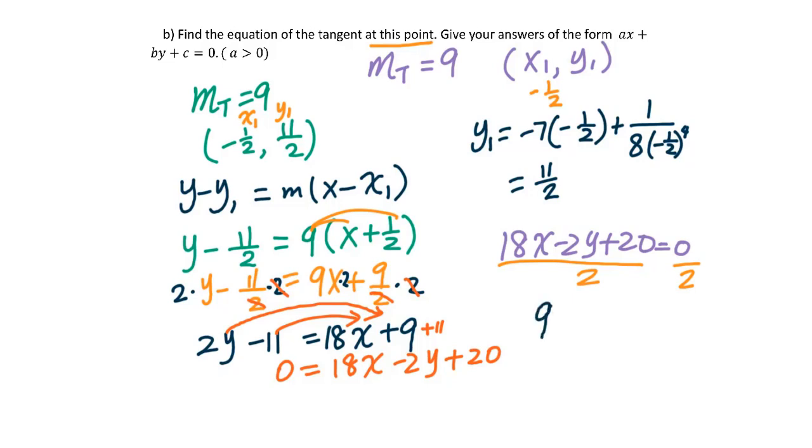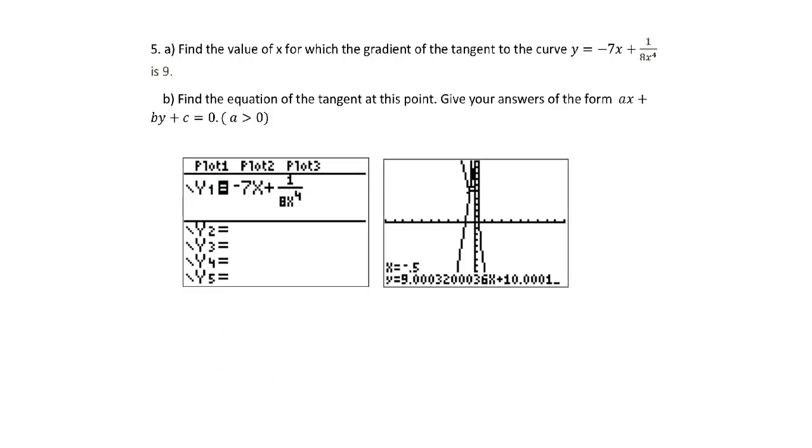You will get 9x minus y plus 10 equal to 0. This will be the answer to B. Now, I will show you how to use a graphing calculator to get the answer. We put y1 as the original function. Then, we already know x equals negative 1/2. Then you draw the tangent line, you will get this.